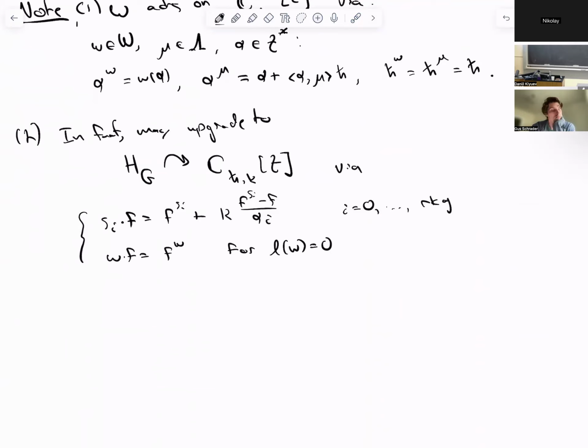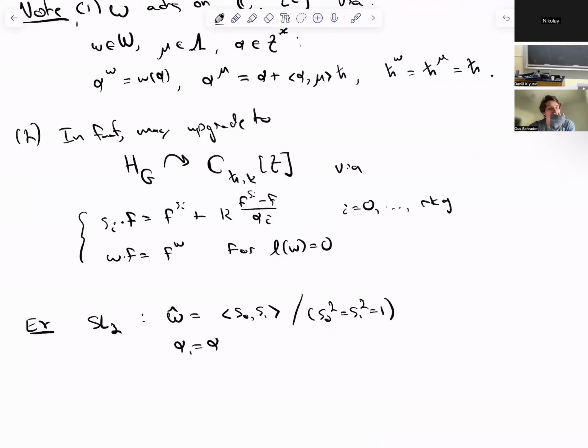And how does the reflection act? Okay, so for SL2, there's no length 0, so there's only W_F, so this is generated by S0, S1, it's just two simple reflections, and then S0 times S1 acts by translation.